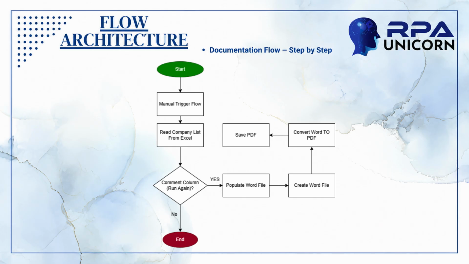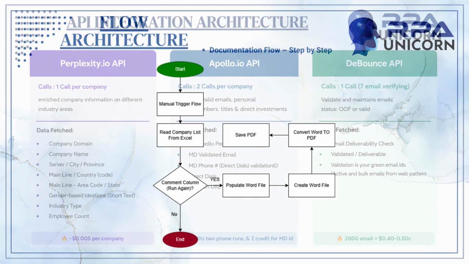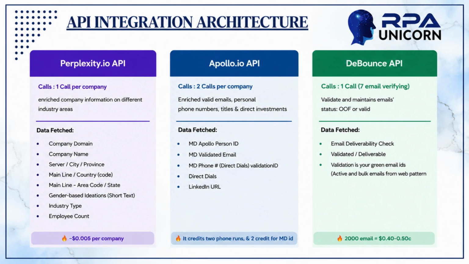If verified, the system loops into action, automatically populating and creating a Word file, converting that document into a PDF, and saving it securely before checking the next entry. Let's take a closer look at how this automated loop optimizes our documentation pipeline and saves hours of manual administrative work.